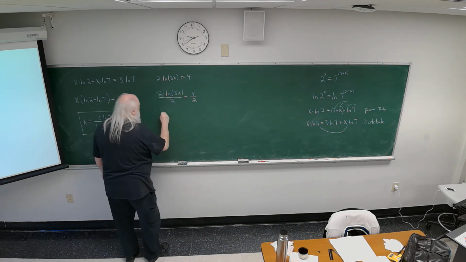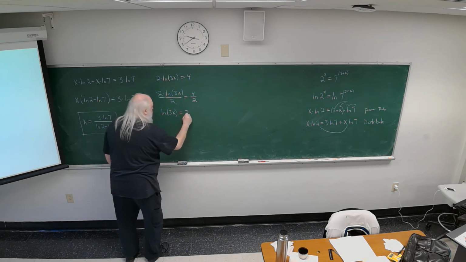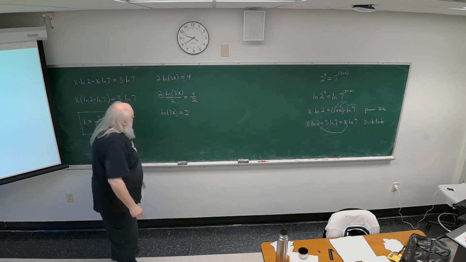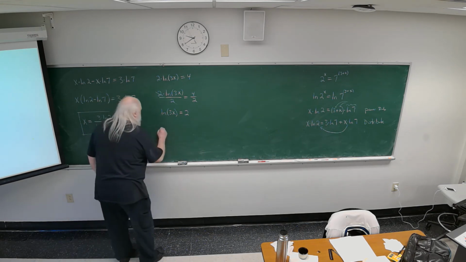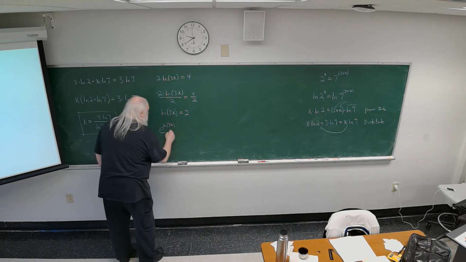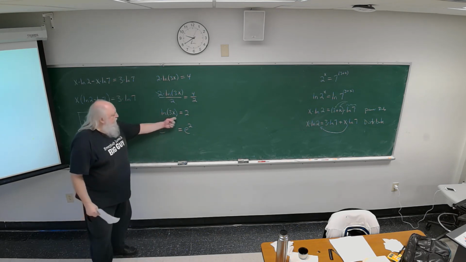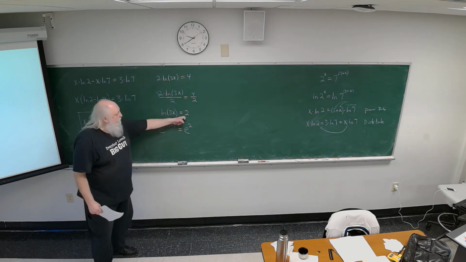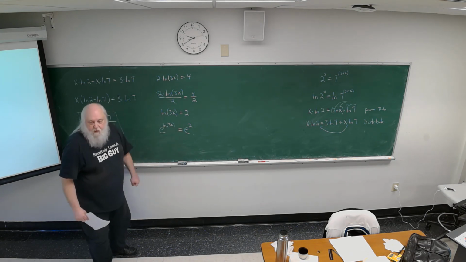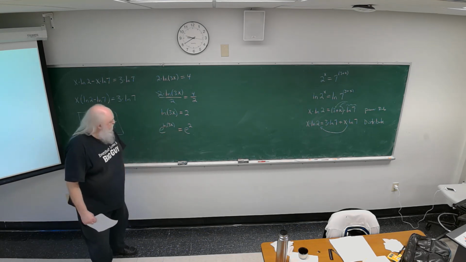Twos cancel, and I'm left with the natural log of 3x is equal to 2. Now, since the left-hand side is equal to the right-hand side, I can make both sides exponents on the number e. Left side equals right side, so e raised to the left side is equal to e raised to the right side. They're equal, so I can make them exponents on the number e.